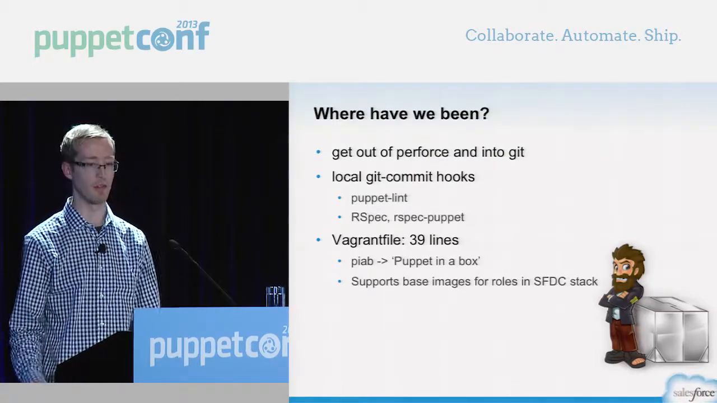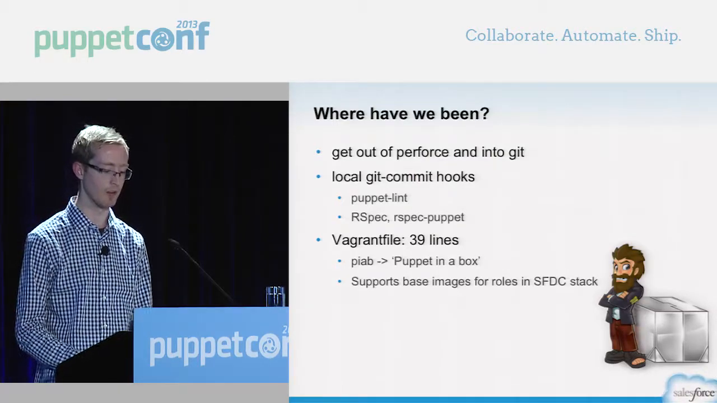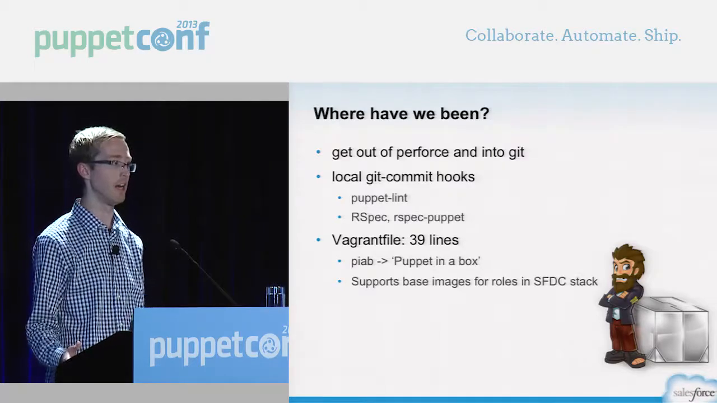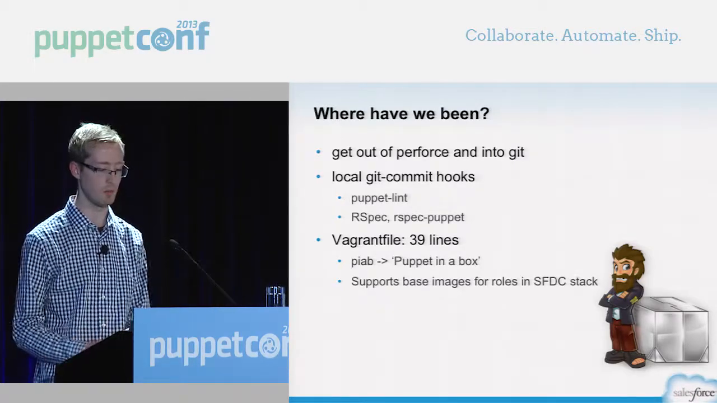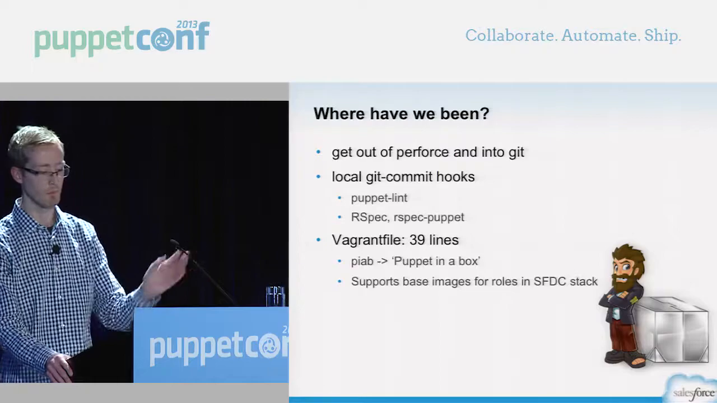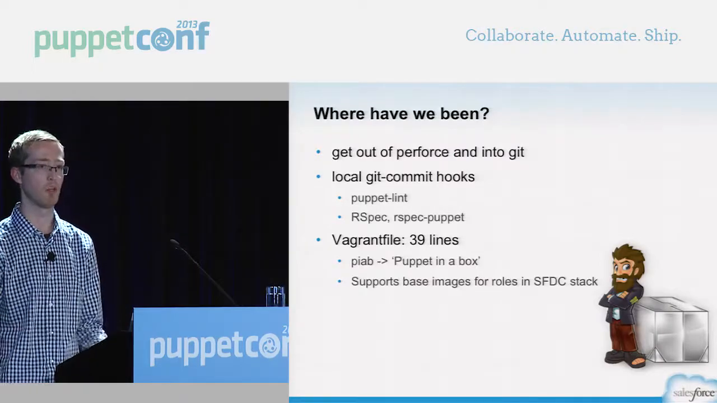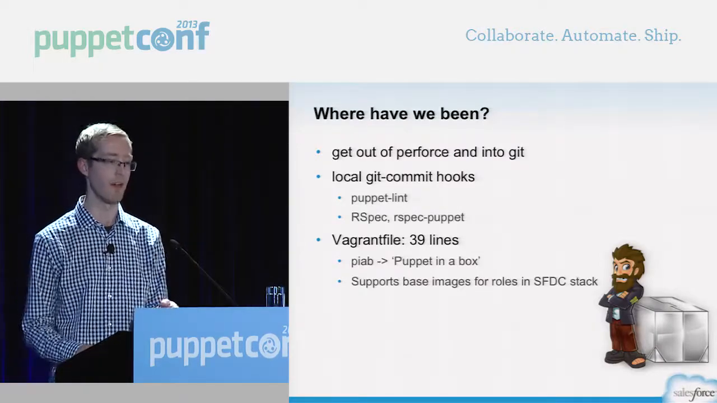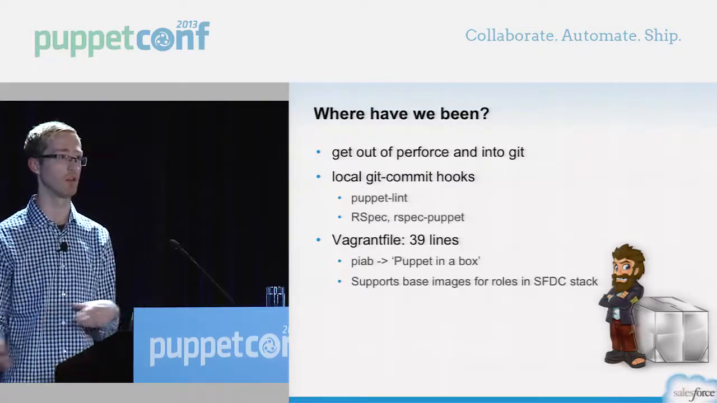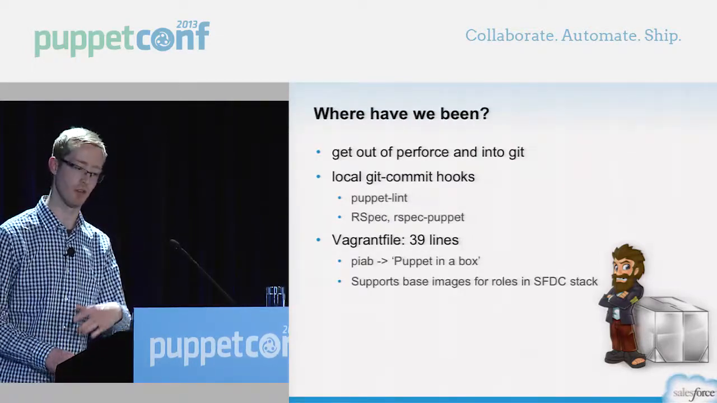At this time, we also found Vagrant. Our Vagrantfile originally started off at about 39 lines, so pretty small, maybe standard. We named the project PAB, or Puppet in a Box. So based on that, if you get the joke, you can probably figure out when we started working on this project. It was a while ago.